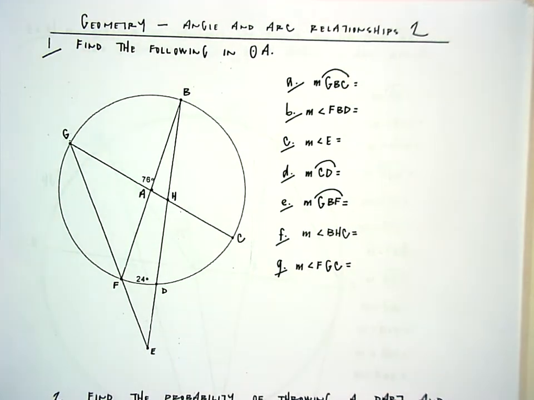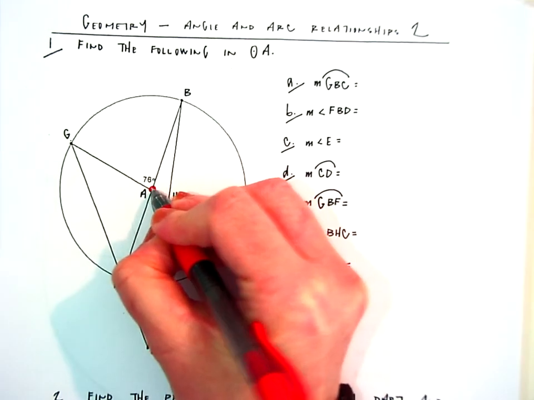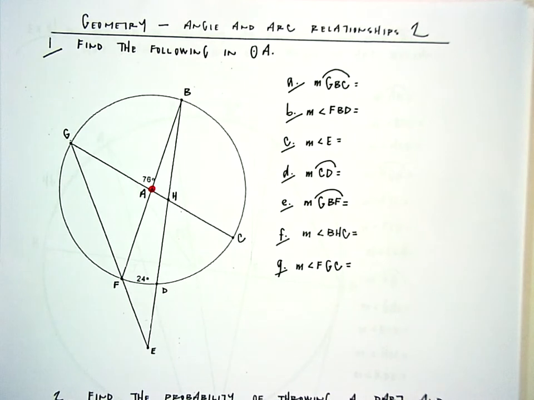All right, hello everyone. Today we're just building off of what we did yesterday. We are taking on angle and arc relationships, just part 2. So I'm making it a little more complicated. So in the first problem, we're calling it circle A, and we want to find each of the following arcs and angle measures. Remember that if we call something circle A, A is the center of the circle.